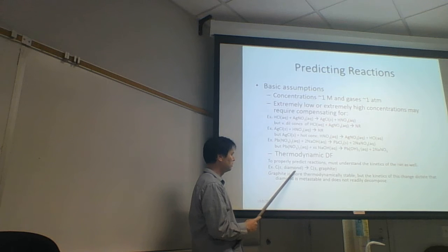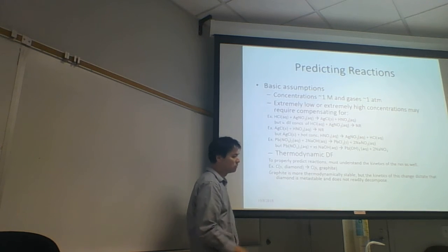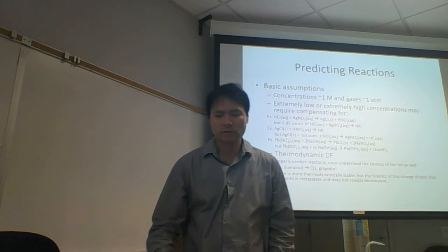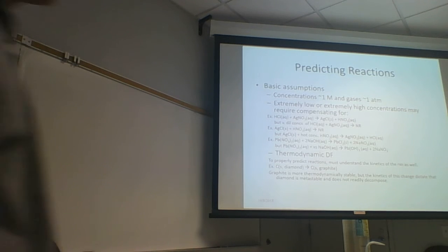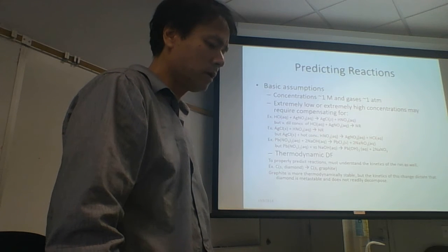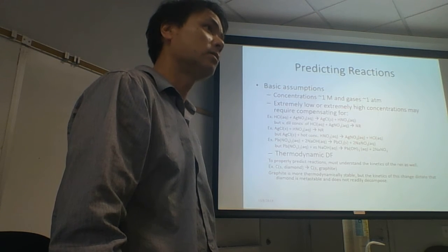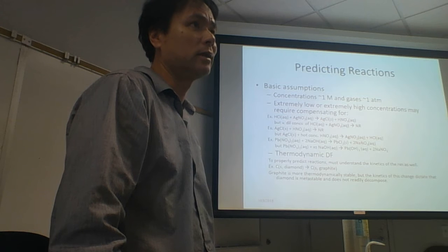There's no way diamonds are going to decompose into graphite in your lifetime. So even though we predict it's unstable, even though we predict there's a reaction, it doesn't necessarily happen. These are two little caveats. When we predict reactions, we can't say with 100% certainty that this reaction is going to occur, because we aren't considering all the factors that happen.